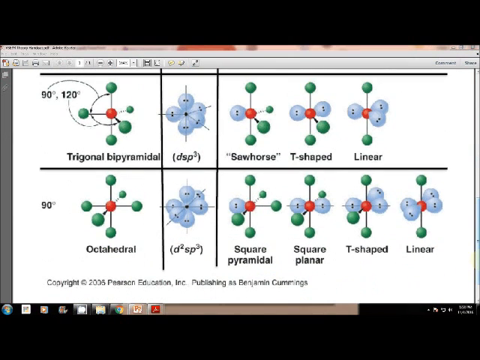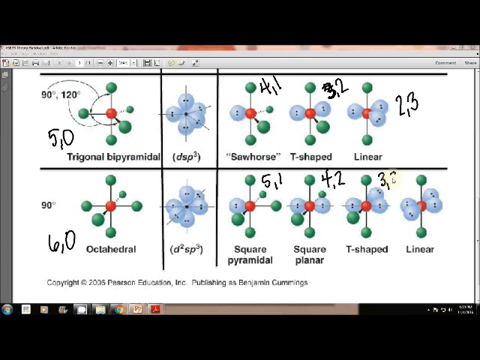Yep, the next one, the trigonal bipyramidal, will be 5, 0. Sawhorse is going to be 4, 1. T-shaped is 3, I just messed up, 3, 2, and 2, 3. And then the last one, octahedral, 6-0. Okay, square pyramidal, 5-1. Square planar, T-shaped, and linear. Alright.